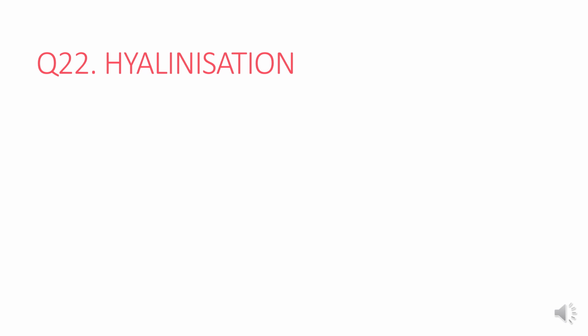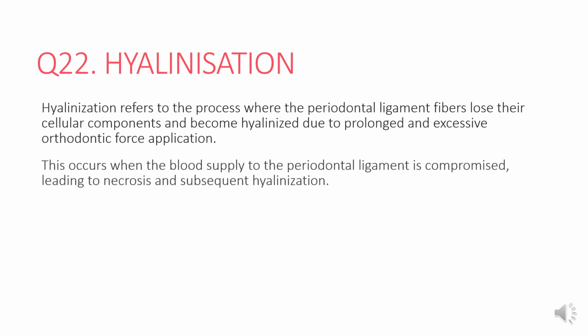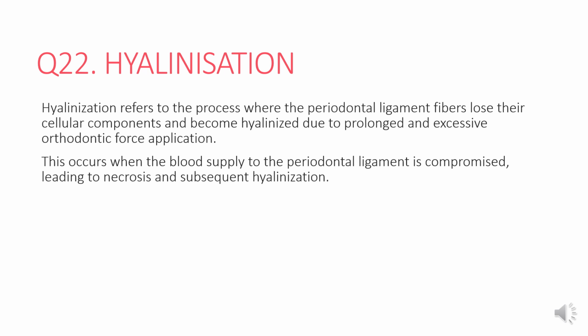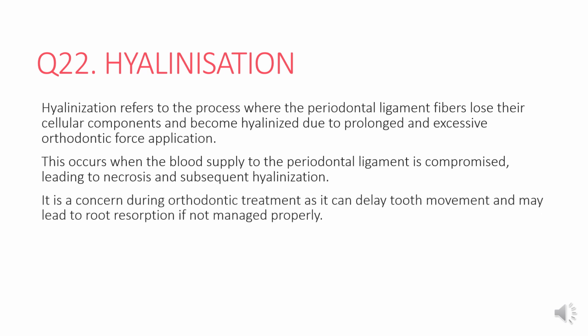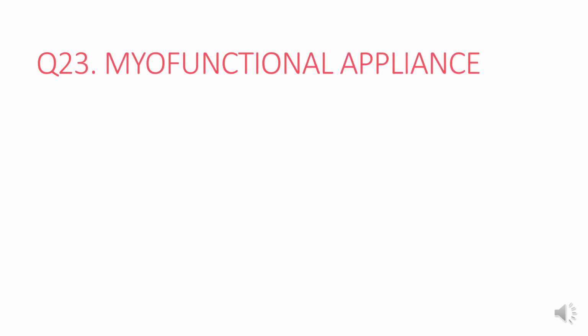Question number 22 is Hellenization. Hellenization refers to the process where the periodontal ligament fibers lose their cellular components and become hyalinized due to prolonged and excessive orthodontic force application. This occurs when the blood supply to the periodontal ligament is compromised, leading to necrosis and subsequent hyalinization. It is a concern during orthodontic treatment as it can delay the tooth movement and may lead to root resorption if not managed properly. Treatment involves adjusting forces to avoid prolonged pressure and maintaining good oral hygiene to support periodontal health.